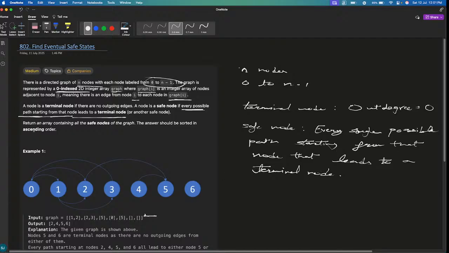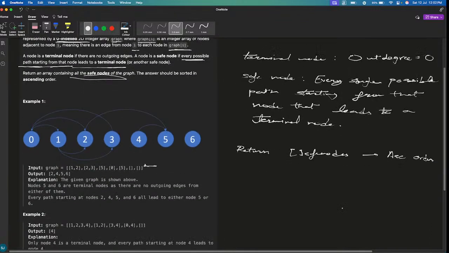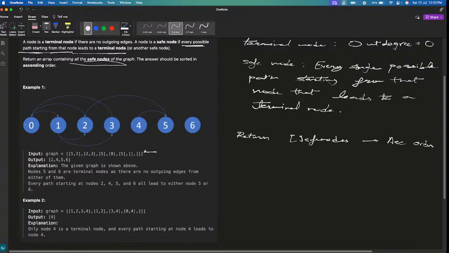So return an array containing all safe nodes from the graph. Okay, we have to return an array containing all the safe nodes from the graph. Return the array of safe nodes, sorted in ascending order, by the way, that's important. Now if you look at this graph, there's 0, that's 1.